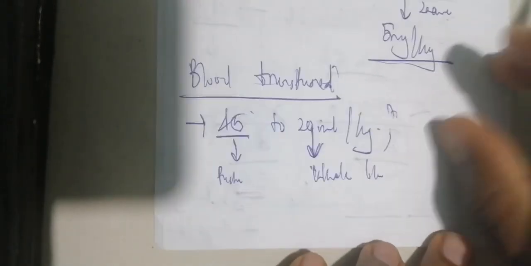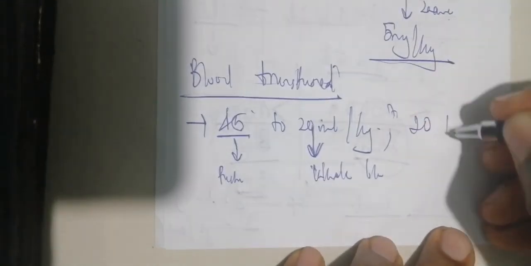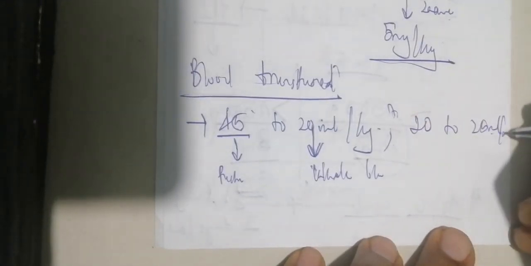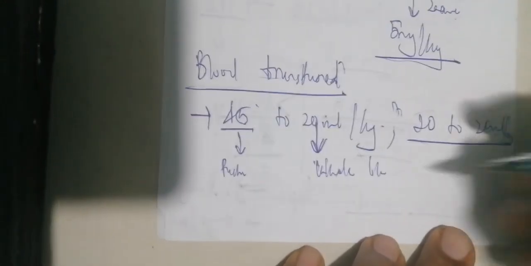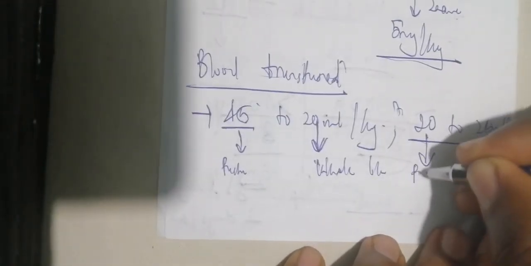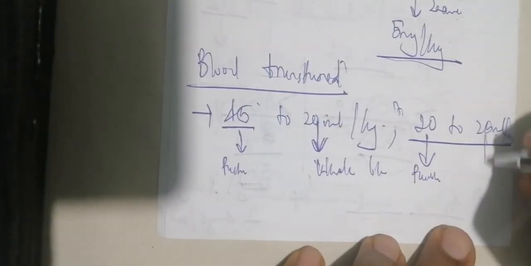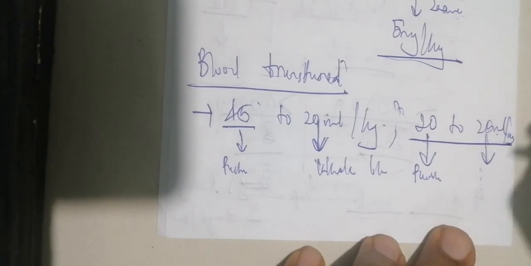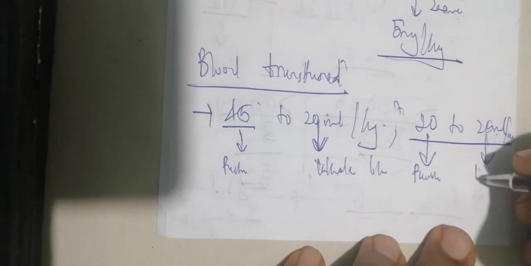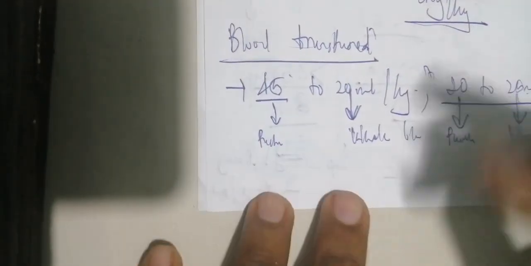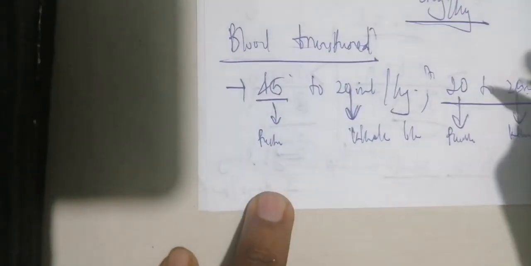Either you can transfuse like that, or in premature babies you can give 20 to 25 mils per kilogram, where 20 mils per kilogram is packed red blood cells, and 25 mils per kilogram is in cases of whole blood in premature. Is it clear? So that's for blood transfusion. That's the first way that we can give blood transfusion.